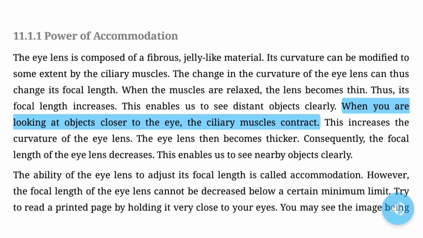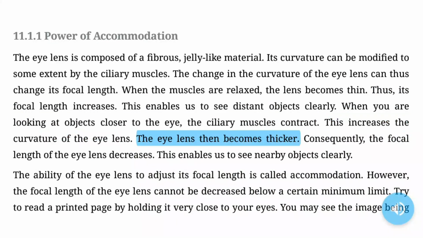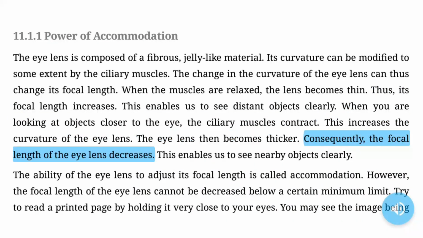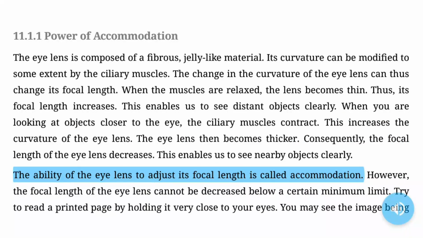When you are looking at objects closer to the eye, the ciliary muscles contract. This increases the curvature of the eye lens. The eye lens then becomes thicker. Consequently, the focal length of the eye lens decreases. This enables us to see nearby objects clearly. The ability of the eye lens to adjust its focal length is called accommodation.